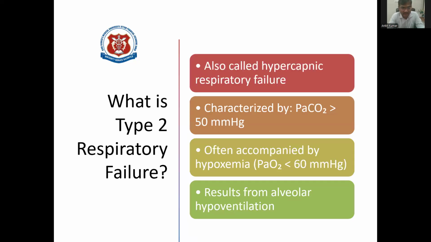Let's move on. What is type 2 respiratory failure? Type 2 respiratory failure, also known as hypercapnic respiratory failure, is characterized by a high PCO2 level, which is more than 50 millimeters of mercury, and it is often accompanied by hypoxemia, PO2 level less than 60 millimeters of mercury. And this type 2 respiratory failure results from alveolar hypoventilation.